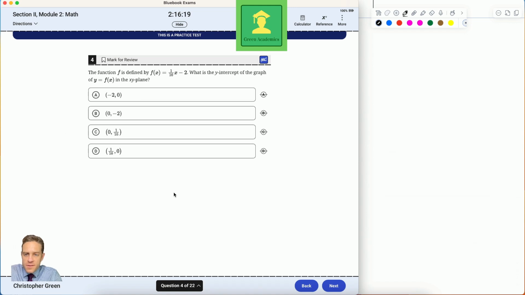The function f is defined as that. What is the y-intercept of the graph of the function in the xy plane? Well, the y-intercept is simply what you get when you put in 0 as x, which is obviously just -2. So 0, -2.